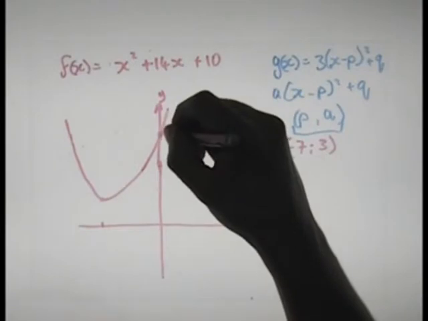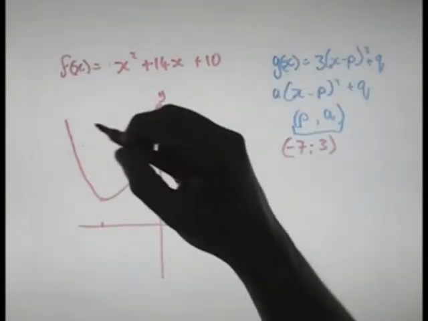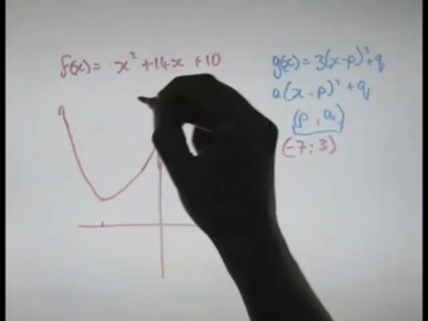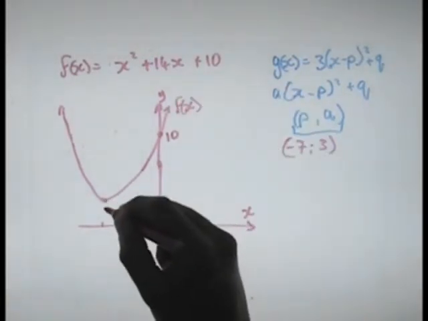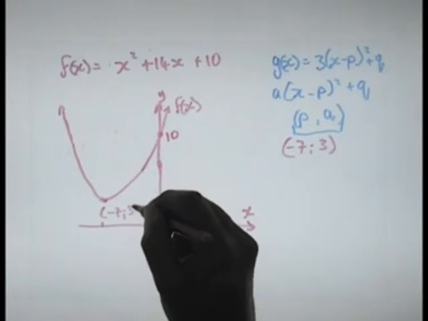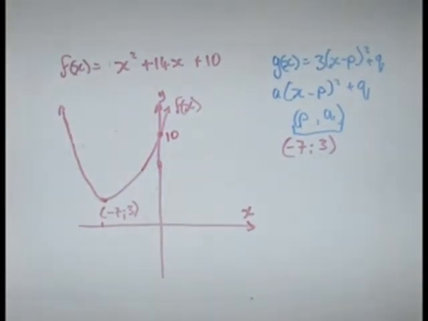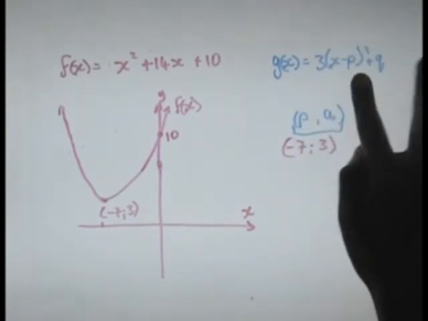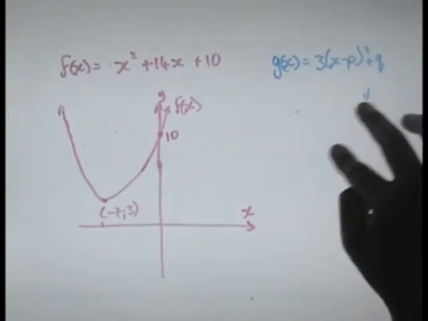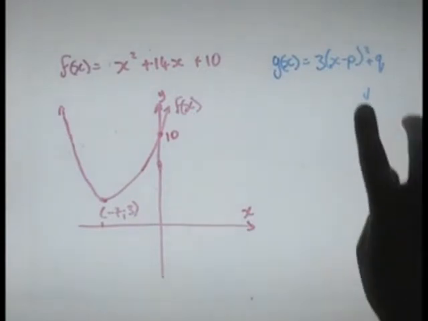0 plus 0 is 0. That's going to be a value of 10, and that's the graph f of x with the turning point -7 and 3. Now we need to sketch this graph over here. It's got the same turning point, keep that in mind.